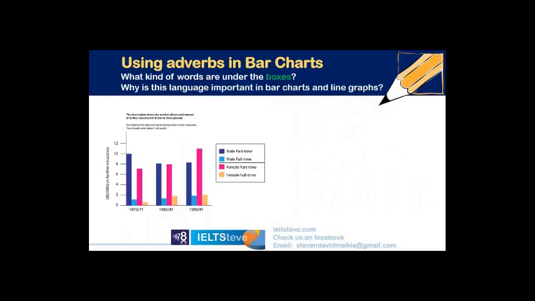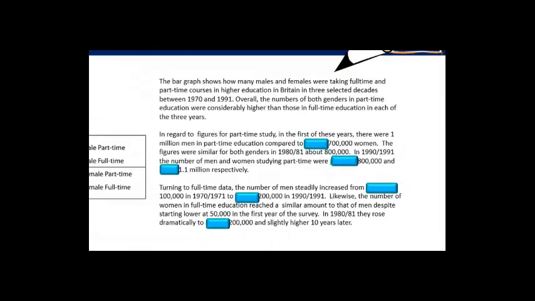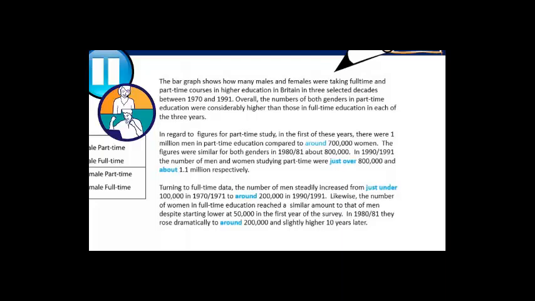Now, what kind of words are under the boxes? You're going to see these boxes in blue now. We're going to do this slightly differently. This time, we're not going to show you. Have a think yourself. What do you think might be under those blue boxes? Again, talk to your partner here. So here they are. Here are the words.